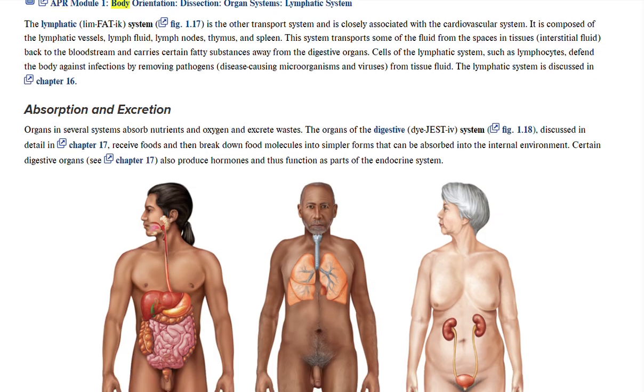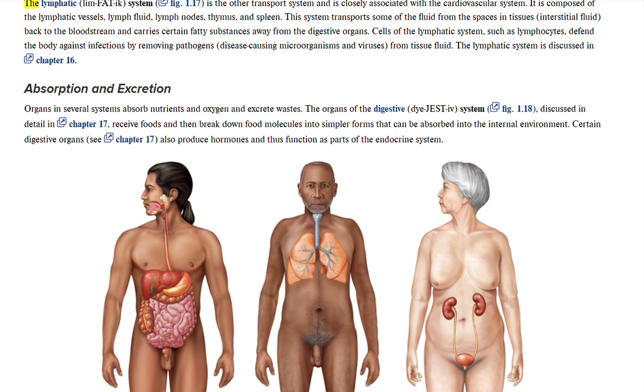APR Module 1, Body Orientation, Dissection, Organ Systems, Lymphatic System. The lymphatic system, figure 1.17, is the other transport system and is closely associated with the cardiovascular system. It is composed of the lymphatic vessels, lymph fluid, lymph nodes, thymus, and spleen. This system transports some of the fluid from the spaces and tissues, interstitial fluid, back to the bloodstream and carries certain fatty substances away from the digestive organs.